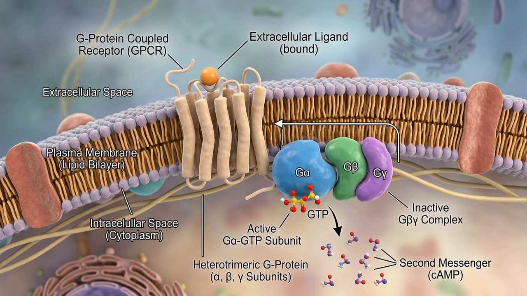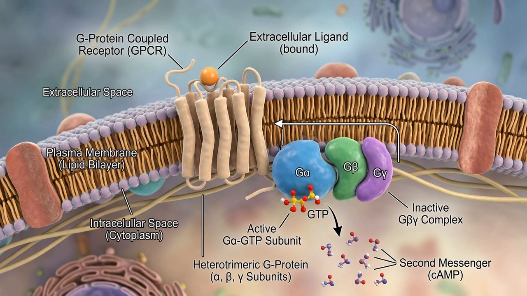One of the most important effector systems is the adenylate cyclase system. If the G protein is of the G-stimulatory type, it activates adenylate cyclase, which converts ATP into cyclic AMP, or cAMP. This cAMP acts as a second messenger, spreading the signal throughout the cell to activate protein kinases, which then change the cell's behavior, such as increasing the force of heart muscle contraction. Conversely, G-inhibitory proteins can shut down adenylate cyclase, decreasing cAMP levels and suppressing the cellular response.